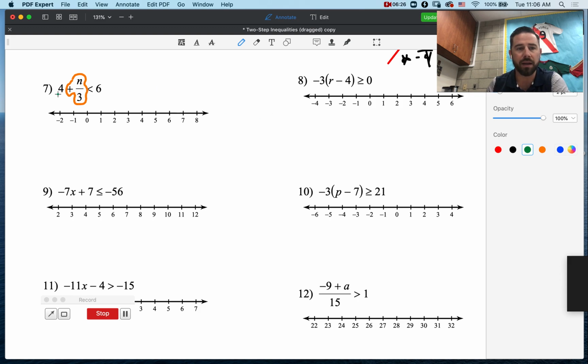Well, that means we got to get rid of this 4. So let's subtract 4. Let's subtract 4. Okay, cancel. So it looks like we have n over 3, this sign, and 6 minus 4 is 2.